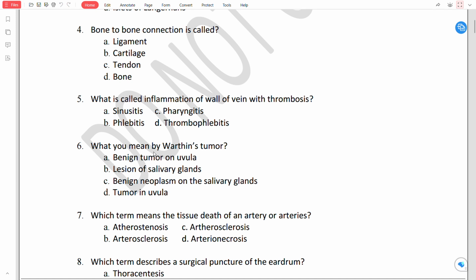Fifth one. What is called inflammation of the wall of a vein with thrombosis? Option A, sinusitis. Option B, phlebitis. Option C, pharyngitis. And option D, thrombophlebitis.